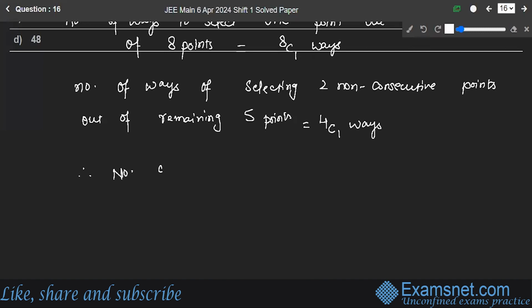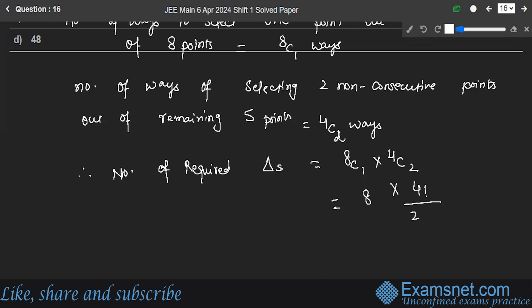Therefore, the number of required triangles will be given by 8C1 into 4C2, because I have to select 2 points in 4C2 ways. So this will be given by 8C1, which is 8 only, and 4C2.